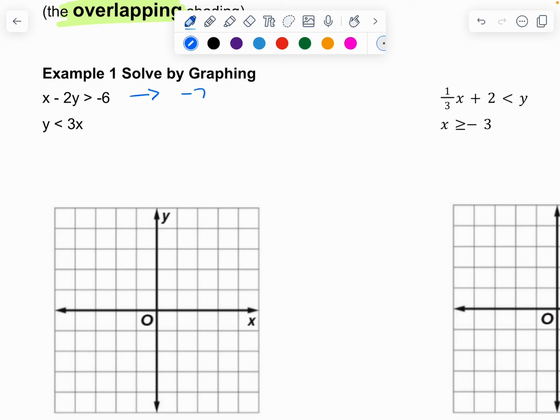So I'm going to get negative 2y is greater than negative x minus 6. Y is less than 1/2 x plus 3. So I'm going to go, and it's dotted. So I'm going to go up to 3. 1, 2, 3. Up 1 over 2. Up 1 over 2. Down 1 over 2. Down 1 over 2.